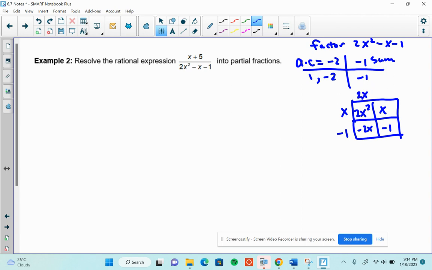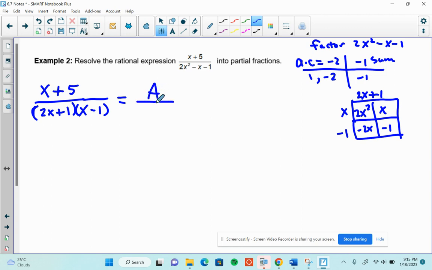This is 2x for that column, and this is 1 for that column. So our denominator factors as x minus 1 times 2x plus 1. So that's a 2x plus 1 right there. So we're going to take that denominator and factor it as 2x plus 1 times x minus 1. And we have two different linear factors.